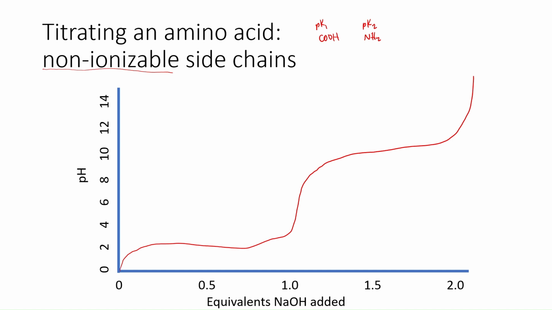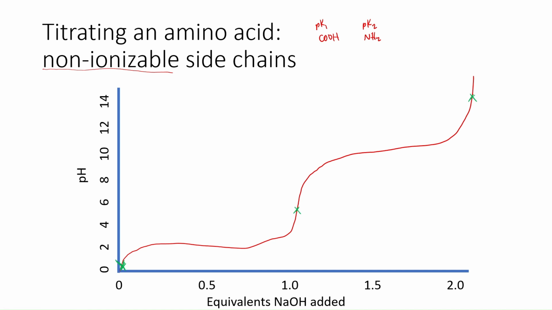And we can start to pick out interesting points along these curves where we have features that we know about. So first we have our equivalence points. Those are the really vertical parts of the curve. And here you can see on the x-axis of this graph, it's actually labeled in equivalence. So for every one equivalent of NaOH we added to this amino acid, we arrived at the equivalence point. So our first equivalence point is at 1 equivalent, our second equivalence point is at 2 equivalents.